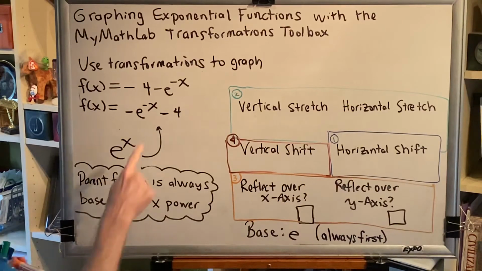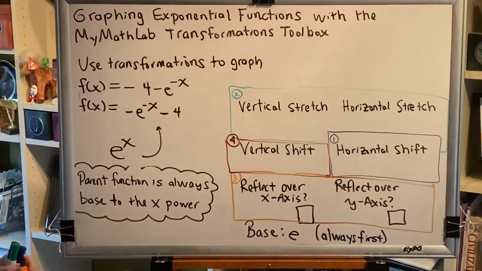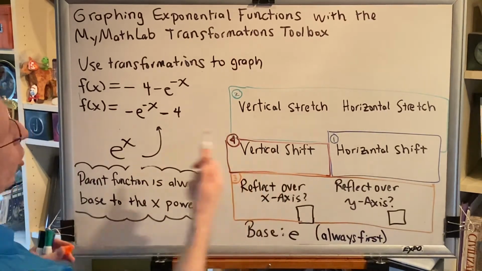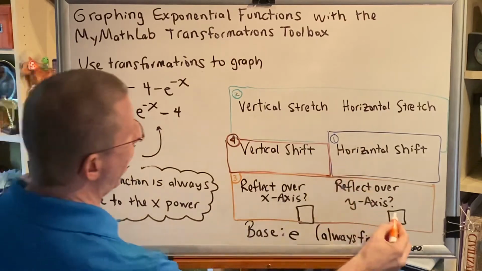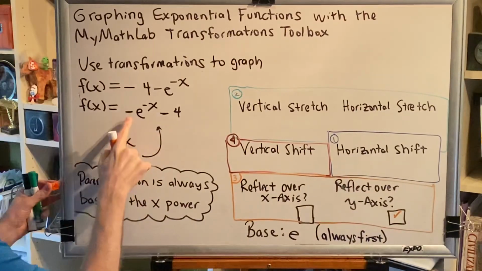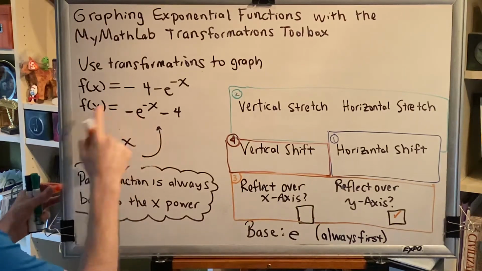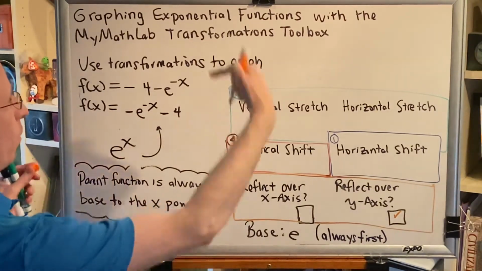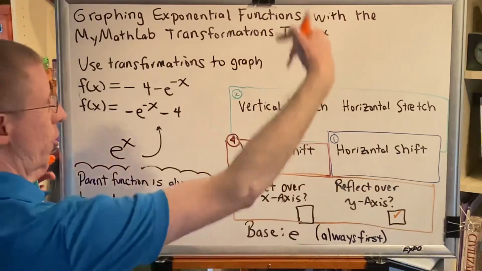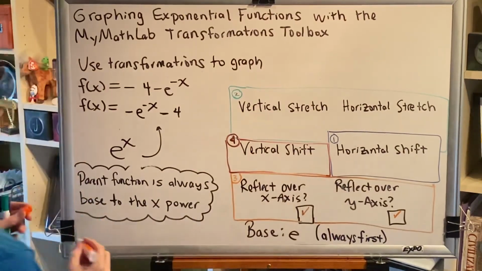So for example, this x has been multiplied by a -1. Because that is inside close to x, that makes it horizontal, which is a reflection over the y-axis. And this right here, this negative, represents multiplication by -1, which is outside far from x, which makes it vertical, which makes it a reflection over the x-axis.